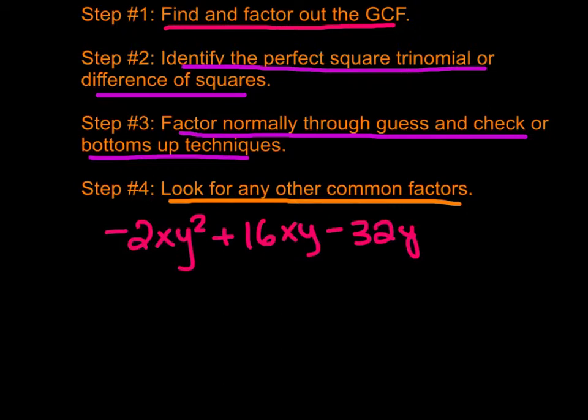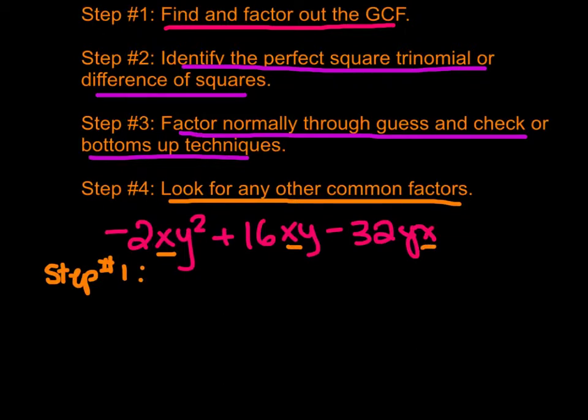We have negative 2xy squared plus 16xy minus 32y. Now, step 1 tells me I need to look for greatest common factor, and I can see in each term there's an x. Or, what? Not each term, there's not an x. No, there should be an x. Oh, yeah, there should be an x in every single term. Sorry, that should have an x in it. Each term there's an x.